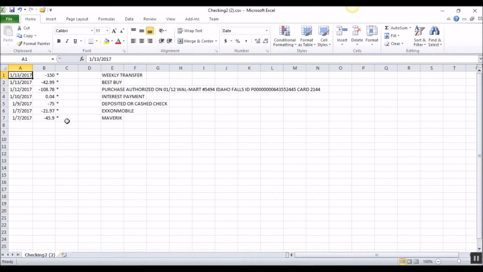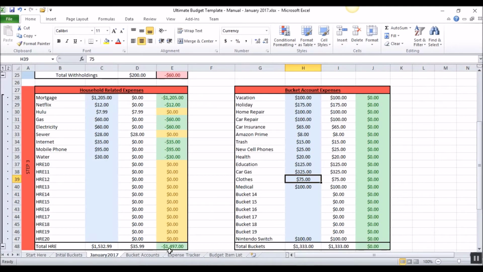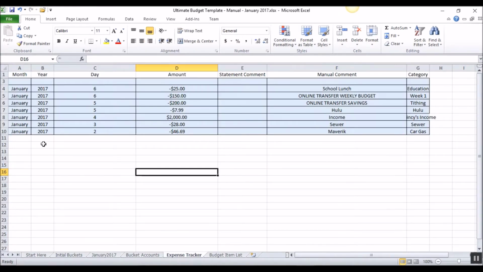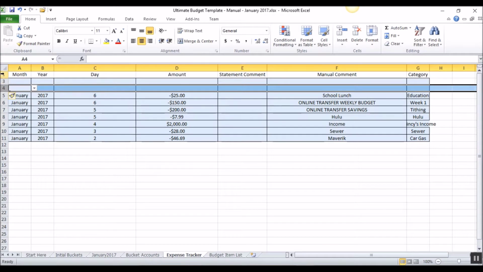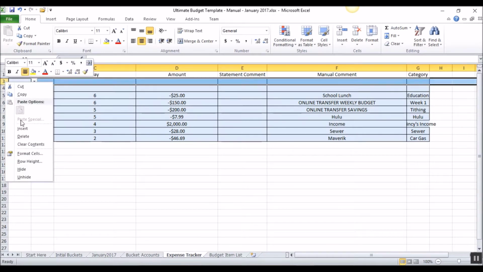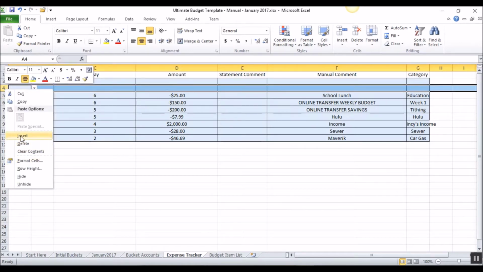So we'll start from the bottom. I have here a $45.90 Maverick charge and a $21.97 ExxonMobil. Both of those are gasoline charges. So I will jump to the expense tracker tab, and we are going to create 2 new lines. Now, you won't ever create them above this third line. You can actually create them on the third line, but you want to make sure you always leave one blank line. So I will create a few of those.